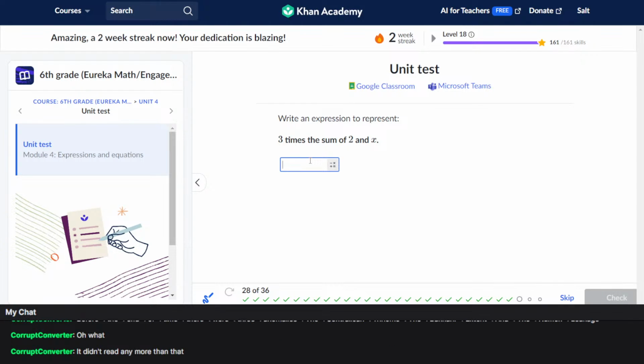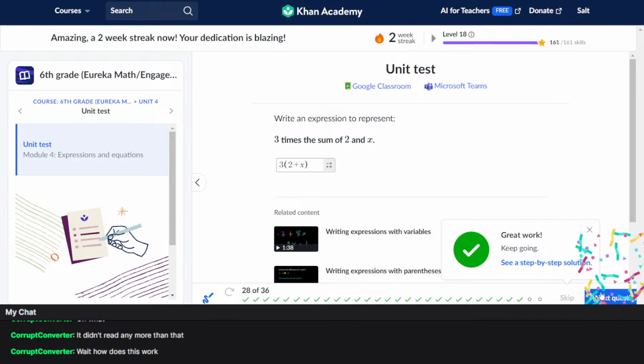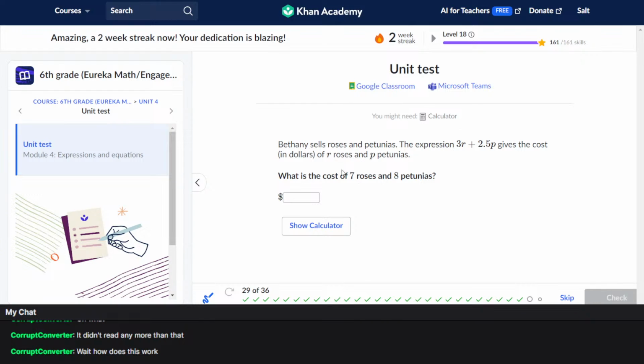Corrupt Converter says oh what? Two and X. Corrupt Converter says wait, how does this work? 3 times the sum of 2. Okay, now I have to wait. Oh, I'm not really that close to the end that I thought I was. Never mind.